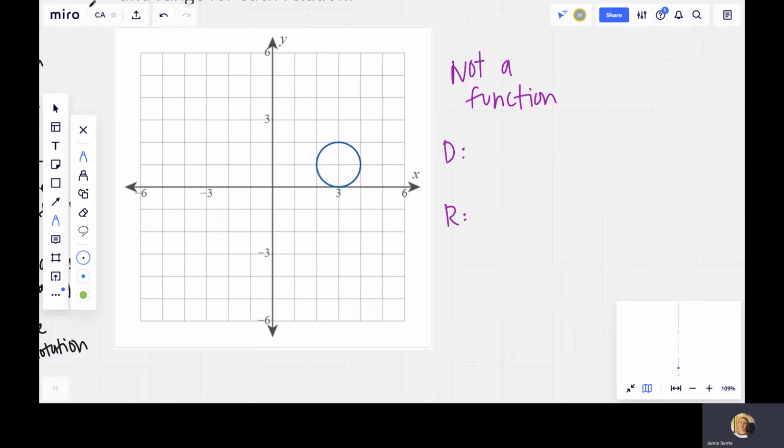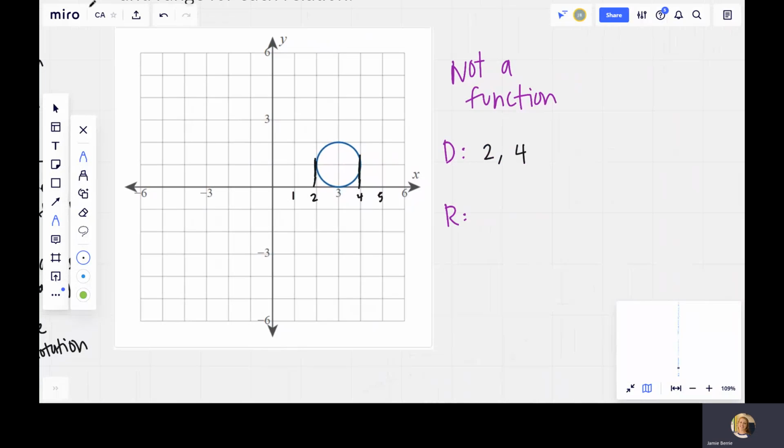So we're looking horizontally for the domain. How far to the left does this graph go? How far to the right does this graph go? The farthest it goes left is right here. The farthest it goes to the right is right here. If we're counting over, this would be 1, 2, 3, 4, 5, 6. The farthest to the left that it goes is 2, and the farthest to the right that it goes is 4. So the x values go from 2 to 4.